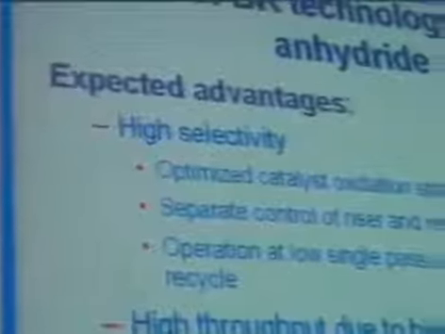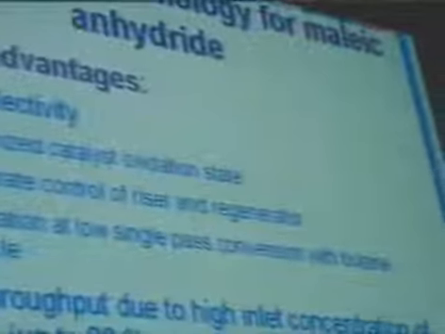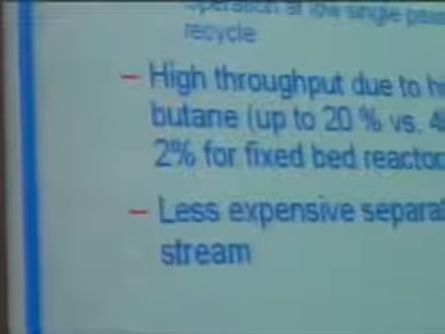What they waited for. This is a well-known process. I think that maybe in the Institute of Catalysis also, I'm sure you discussed with people from DuPont about this process. There was a lot of publication, a lot of patents, and they waited for increasing the initial concentration from 2% in fixed bed or 4% in the fluidized bed to 20%.